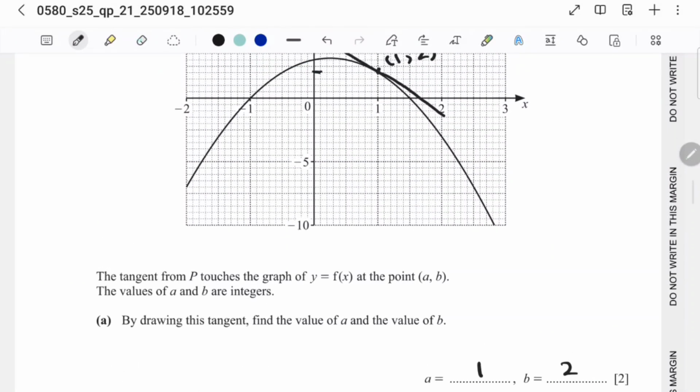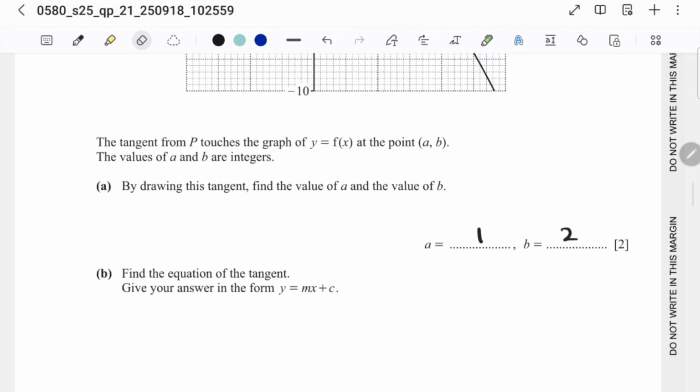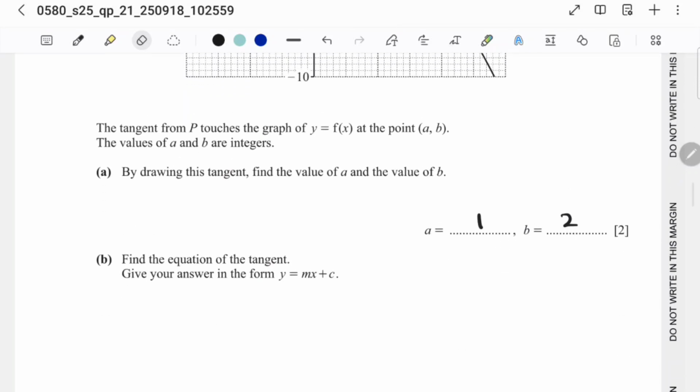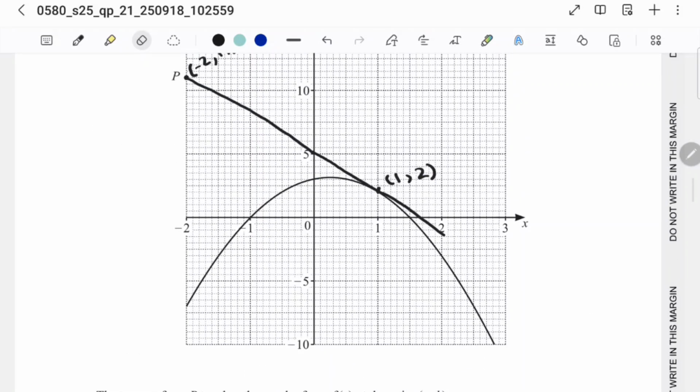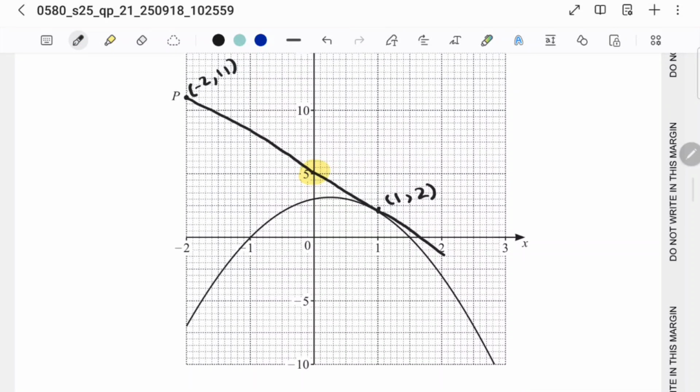After that, find the equation of the tangent. Give your answer in the form y equals mx plus c. We can see that our tangent is crossing the y-axis at 5. Either you can use the points (-2, 11) and (1, 2), and then do it properly.